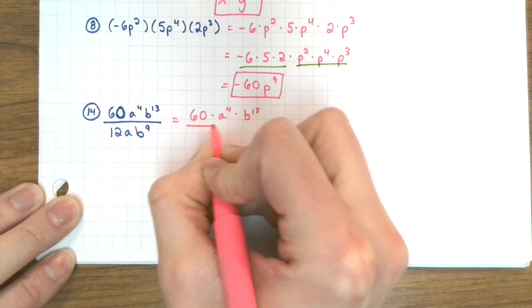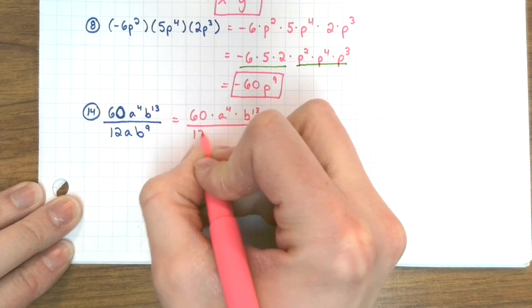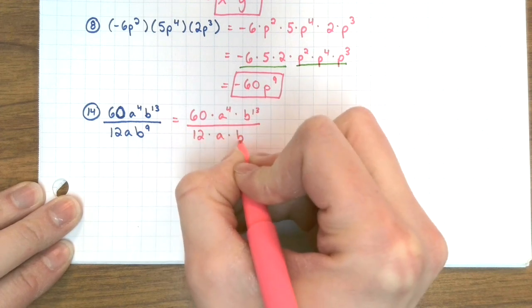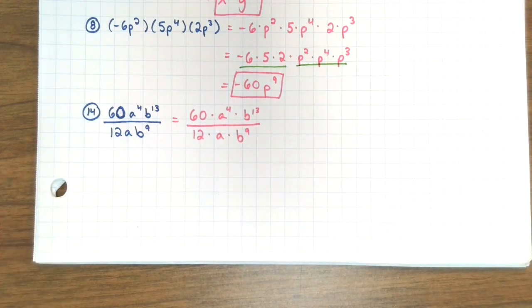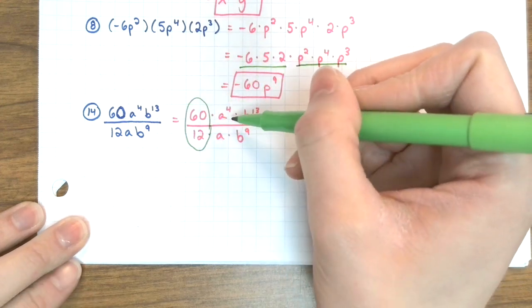So same problem, just adding some multiplication dots in there so that it's expanded, a little bit more space between the numbers and the variables. And then rewriting the bottom, the denominator. So we have 60 times a to the fourth times b to the 13th over 12 times a times b to the 9th. And we're being asked to simplify this. So to simplify this, we can focus on each of these different parts. So 60 divided by 12, we can actually do that.